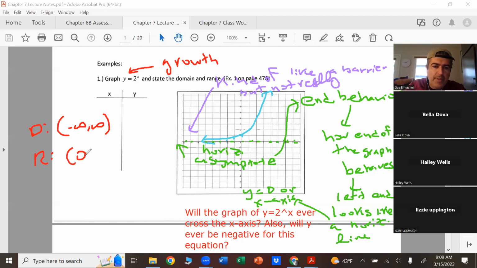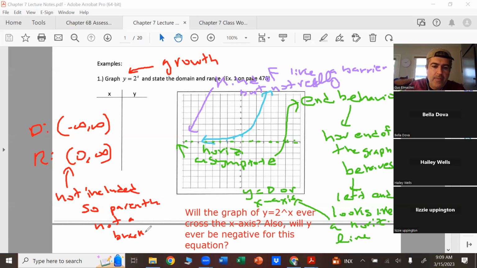you're going to say from 0 to infinity. And not included, right? So you want a parenthesis, not a bracket. Because this can never equal 0. How can you multiply 2 over and over again and make it 0? You just can't, right? In order to get 0 as a product, you need 0 involved in the situation. You need to be multiplying by 0, but we're always multiplying by 2. So y can never be 0. So you have to understand numerically that y can never, ever equal 0 here, because you're multiplying 2 over and over again.